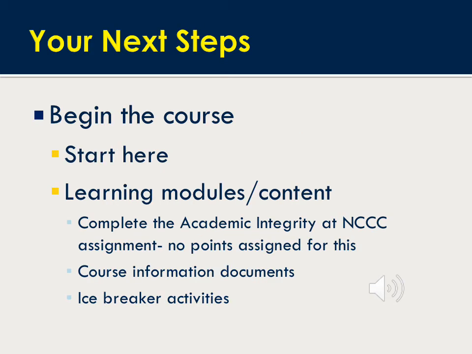So your next step will be to begin the course. You should see a tab on the menu of your Blackboard homepage that says Start Here for the course. Once you open that, you'll see some additional information about what to do. You want to go in there and complete that academic integrity assignment. There are no points assigned for this, but you do need to complete it so that we know you understand what the academic integrity expectation is.